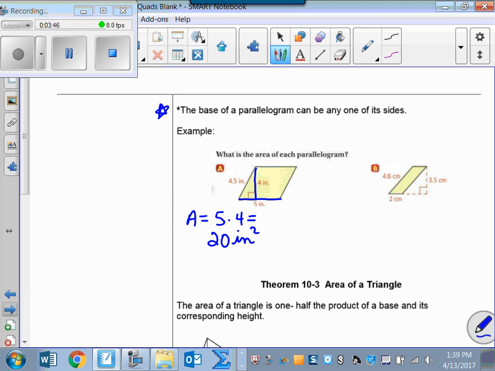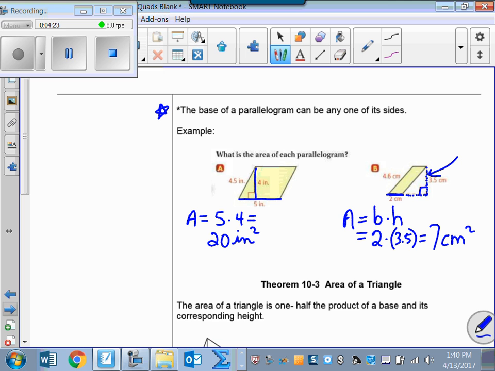Okay, and here's one where we've chosen this little side here as our base, and that's okay because we extend that side. That's what I was thinking of doing on that other problem, but I knew there was an example here. So as long as we extend that side and find the length of this height that's perpendicular, we can still just use our formula that says area is base times height, and in that case this would be 2, using this as our base. Our height is 3.5, so 2 times 3.5 is 7 square centimeters.